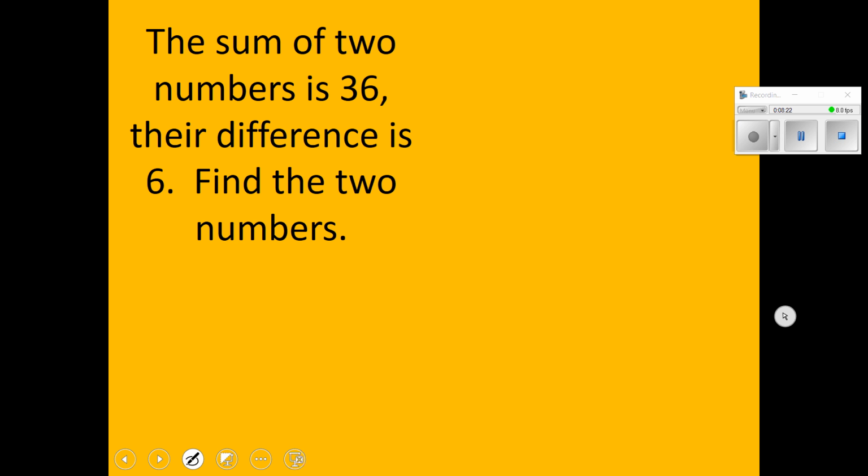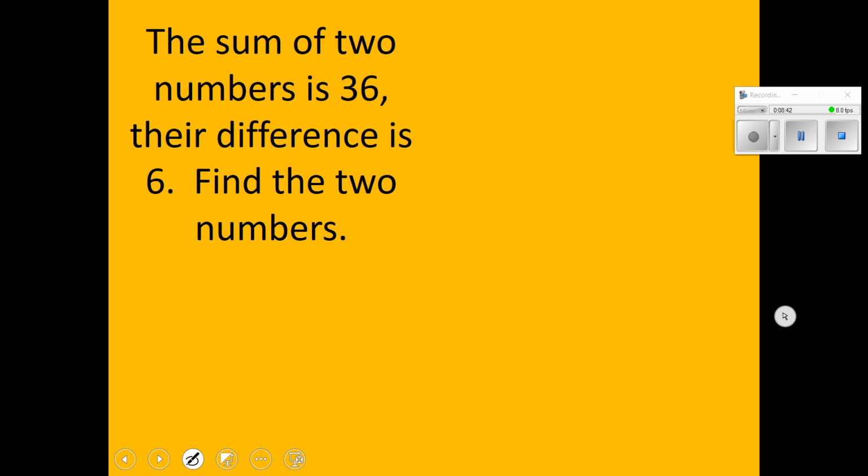The sum of two numbers is 36. Their difference is 6. Find the two numbers. So, how do I know that I'm setting up a system? Because I'm comparing two numbers. For every variable, you'll have an equation.